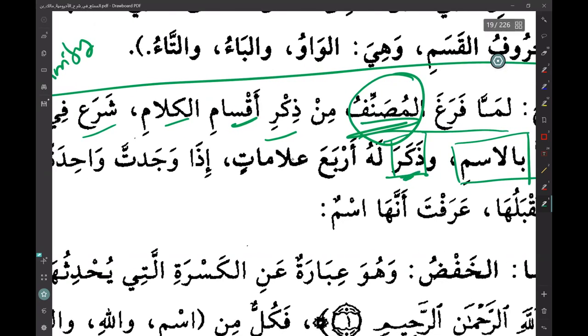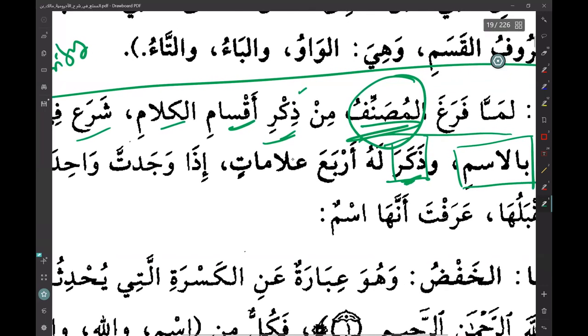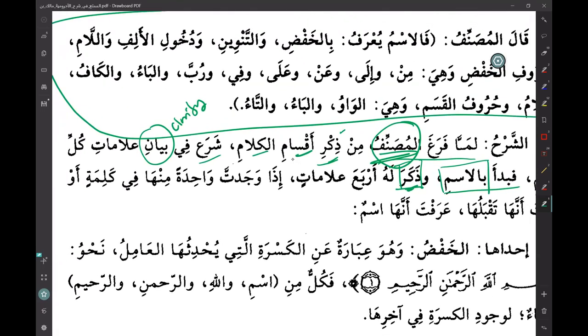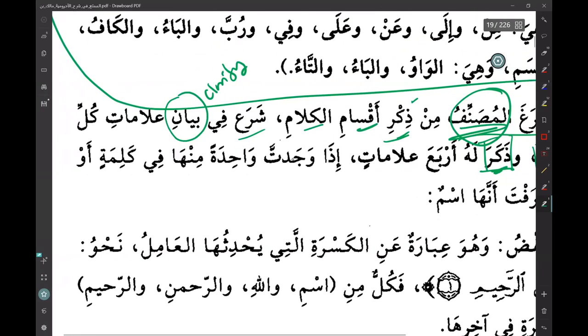You can see this word and this word have the same roots, and the meaning derives from one from another. Here, dhikr, when he mentioned, now ذَكَرَ is coming as a verb. So he mentioned arba, 4 signs. So how many signs did the author give us? He gave us 4 signs for how we can recognize whether something is a noun or not.